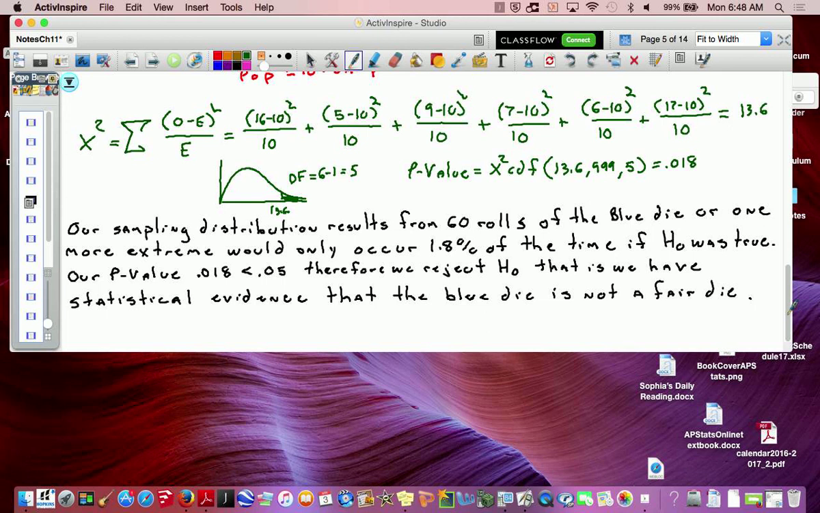All right, so that takes care of 11.1 notes. All right, excellent.